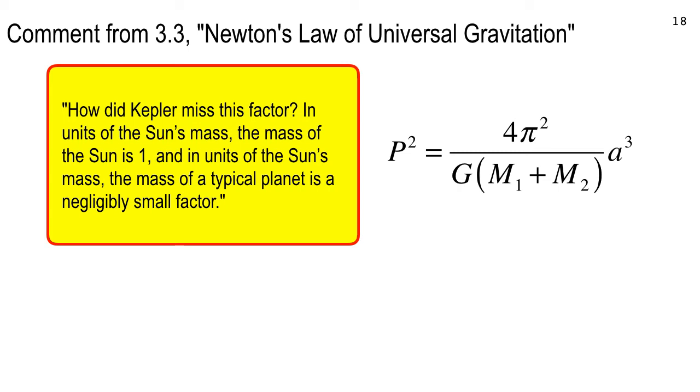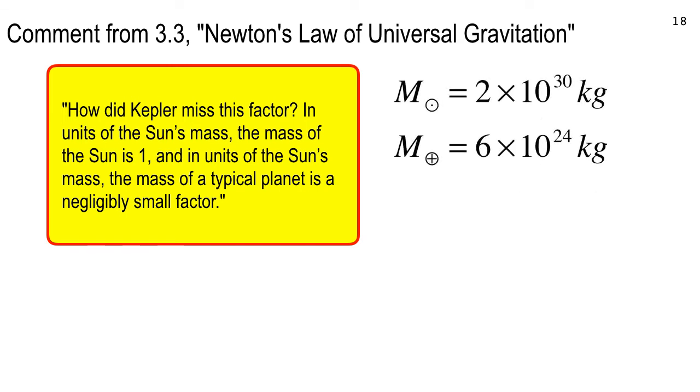Kepler didn't have time. I mean, he was doing other stuff, and Newton was the one that figured out the force law for universal gravitation, and he figured out these other factors. And we now use these to calculate the mass of stars, black holes, and all kinds of things. Now, what I'm going to show you is why Kepler did not come up with those factors. He kind of had a lucky break.